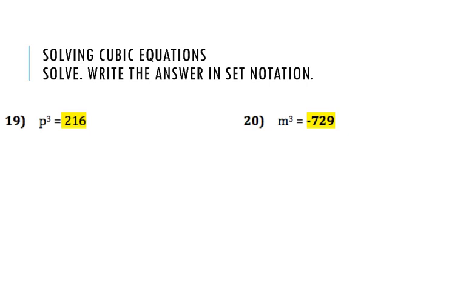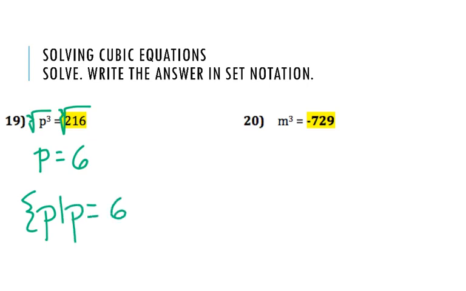On number 19 and 20, we're going to do the same thing. And so we have p cubed equals 216. I'm going to take the cube root of p cubed and the cube root of 216, which gives us p is equal to positive 6. So we would write this as the set p such that p equals 6.